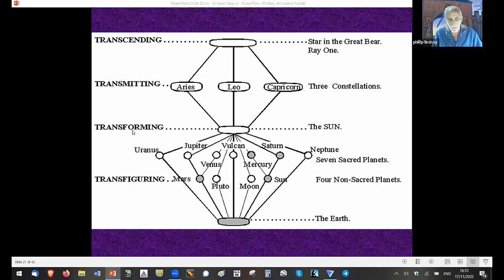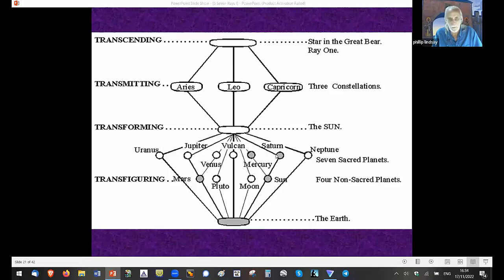So we reach the level of transforming through the gateway of the sun, and then the redistribution or transmission or transformation of those ray energies to the various planets which carry the first ray. And so we have the 7 sacred planets, the 4 non-sacred planets, of course. And we have various planets that rule the first ray, Vulcan and Pluto, for instance.